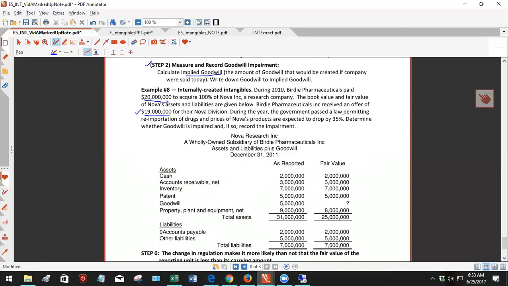So during the year, the government passed a law permitting reimportation of drugs, which would be competition and drive their prices down even on their own products. So if you wanted to do a step zero, this would clearly mean we have to do step one. It's good qualitative information that would suggest there's a problem. Determine whether goodwill is impaired, and if so, record the impairment.